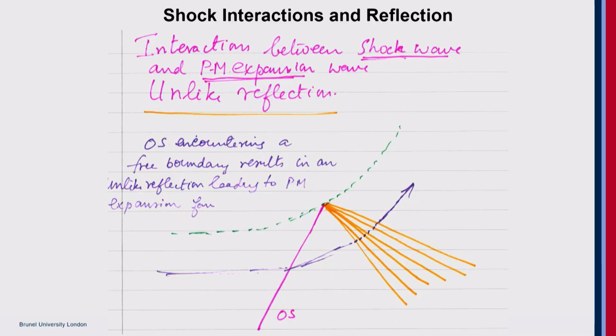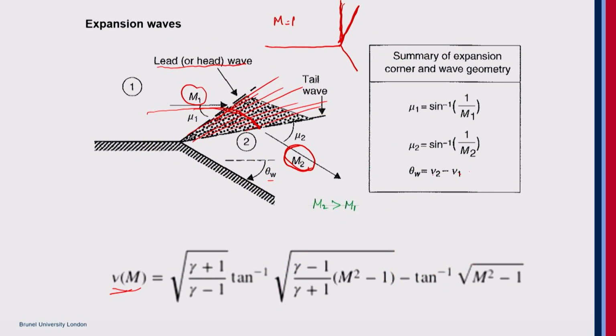Okay, so when you have a concave surface, we have the formation of the strong oblique shock. When you have a convex surface, then the flow turns through the expansion fan. Expansion fans are isentropic, but the shock waves are non-isentropic.